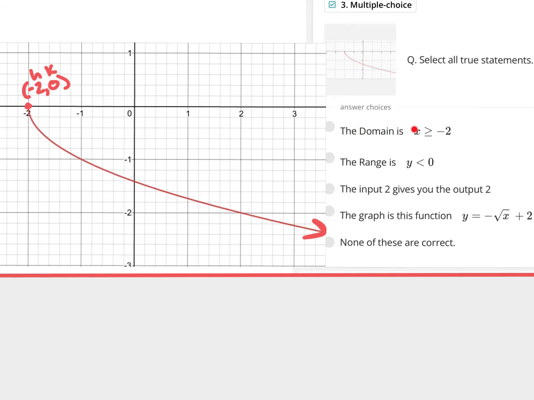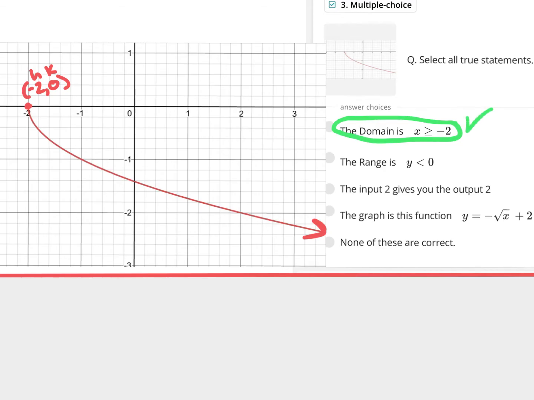The domain is x is greater than or equal to -2. Well, remember, the domain are your x values, which is to the left and to the right. And it does have an x value of -2. So is the graph on the left side of -2 or on the right side of -2? It's on the right side of -2. So that's saying that your x's are -2 and greater, okay? So the domain is x is greater than or equal to -2. That is absolutely correct. So check that one.